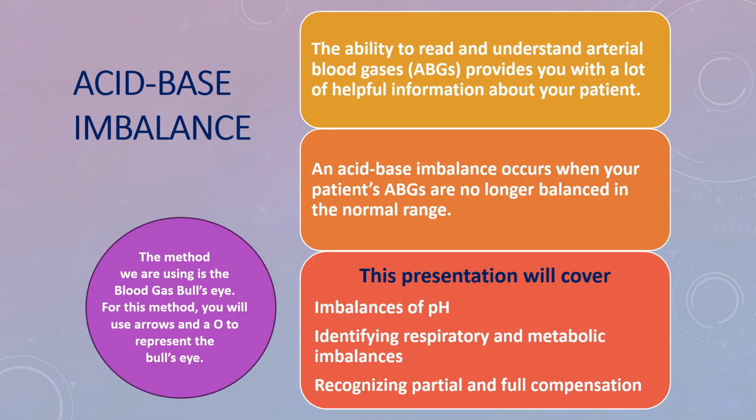The ability to read and understand arterial blood gases, ABGs, provides you with a lot of helpful information about your patient. An acid-base imbalance occurs when your patient's ABGs are no longer balanced in the normal range. This presentation will cover imbalances of pH, identifying respiratory and metabolic imbalances, recognizing partial and full compensation. The method used is the Pegasus method, which is the blood gas bullseye. For this method, you will use arrows and O to represent the bullseye.